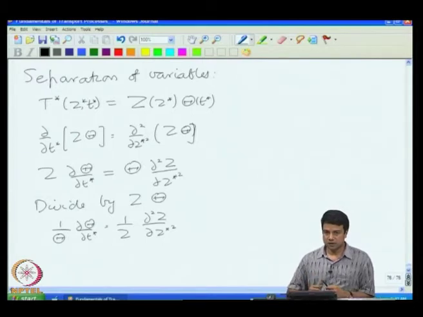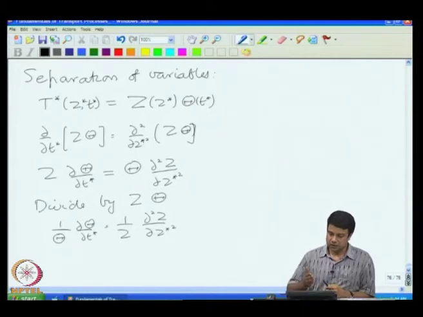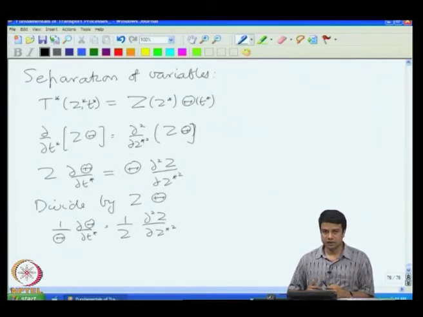Alternatively, I could do it the other way. I could keep z star a constant and change t star, in which case only the left changes. So, the only way that this equality will be valid for all values of z star and t star is if both sides are equal to constants. So, by this separation of variables procedure, I have reduced this equation, which was originally a partial differential equation.